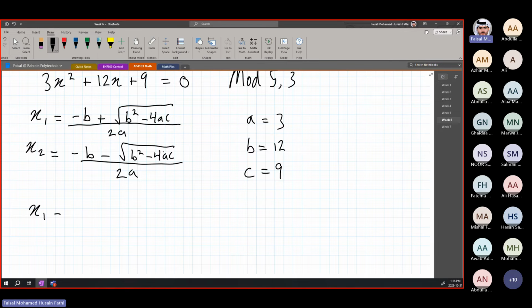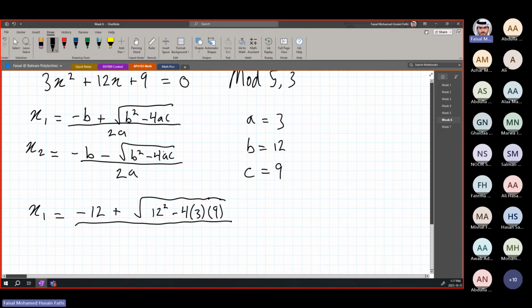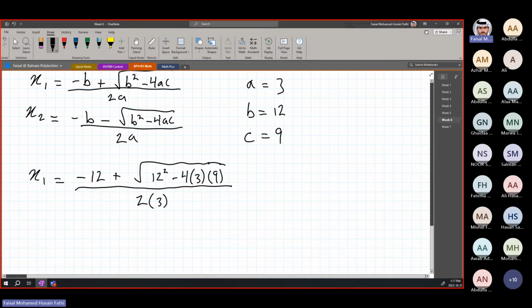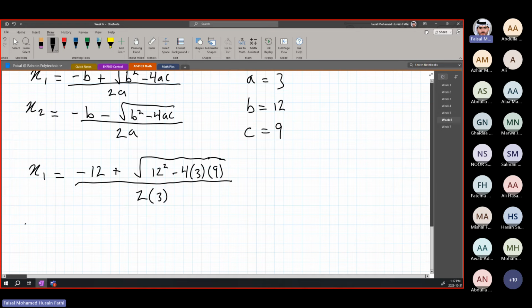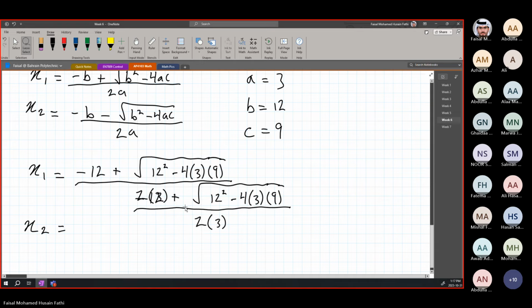Simply, you could just plug in all the values to find x1 and x2. So x1 is going to be equal to minus 12 plus the square root of 12 squared minus 4 times a, which is 3, times c, which is 9, divided by 2 times a, which is 3. The same thing will go for x2; you basically just copy and paste this.